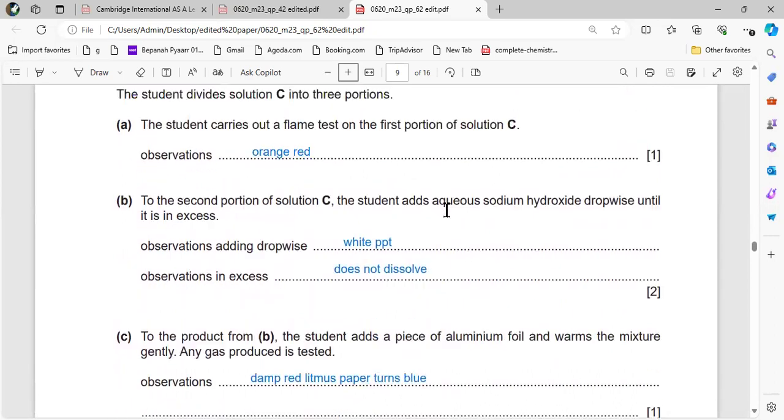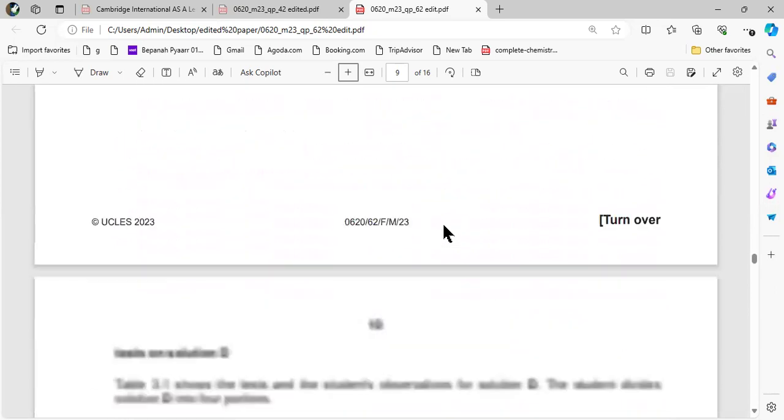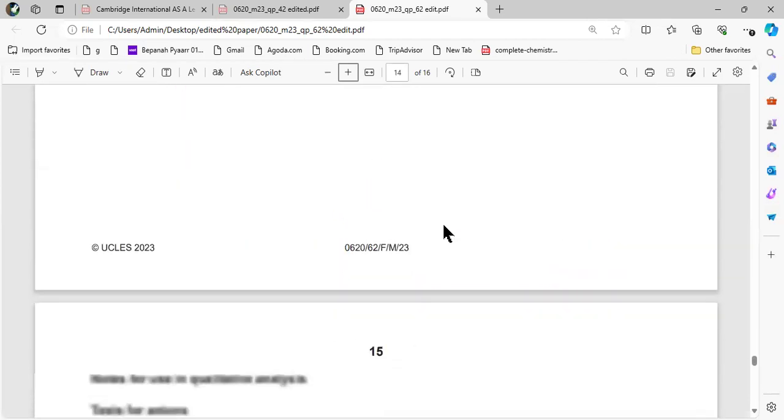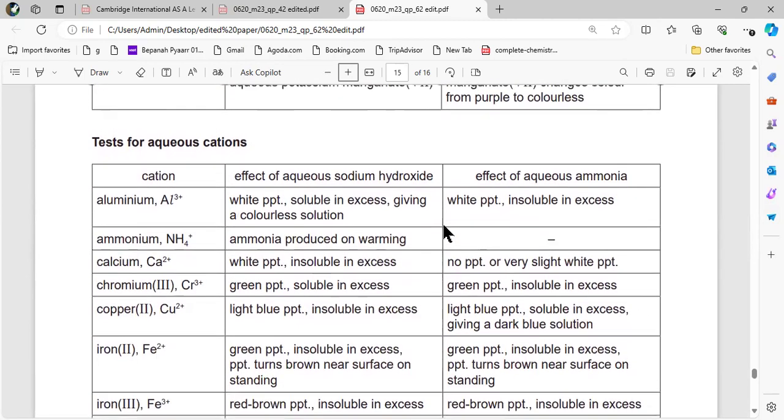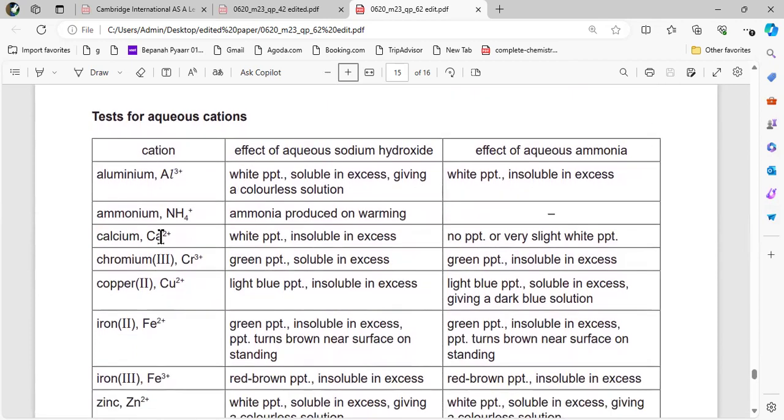So these observations, where do you get them from? In the ATP paper, they give you this qualitative analysis chart at the end of the paper. As calcium is a cation, you can see it here. Calcium first gives a white precipitate and then is insoluble in excess, which is already written here.